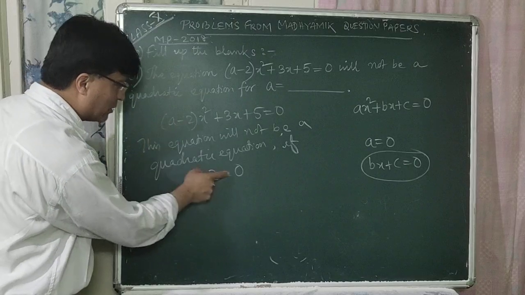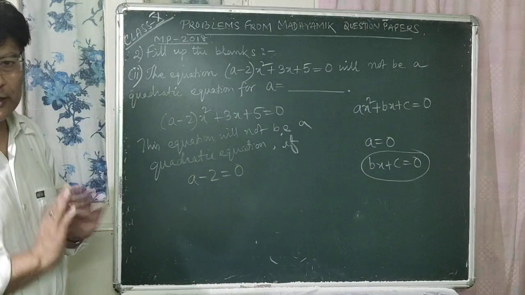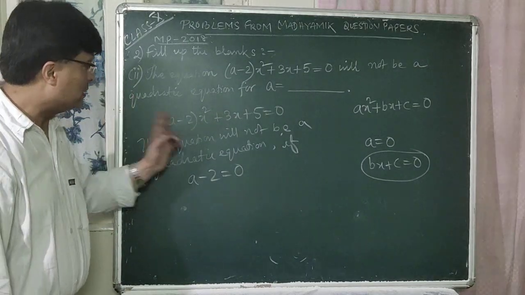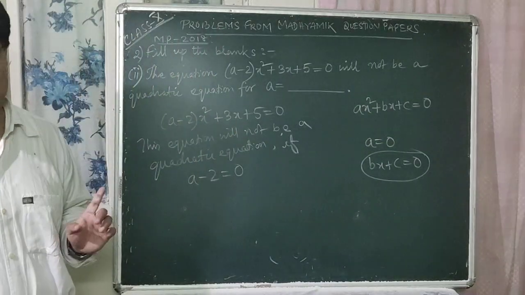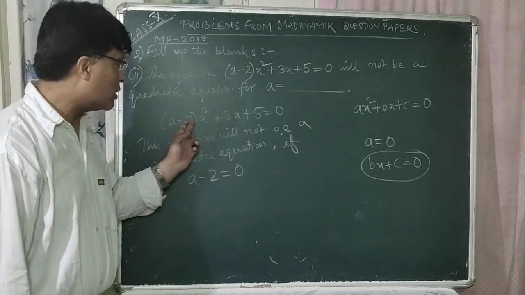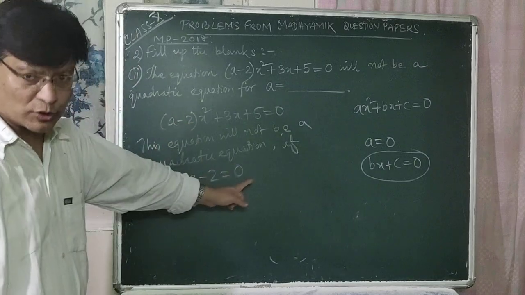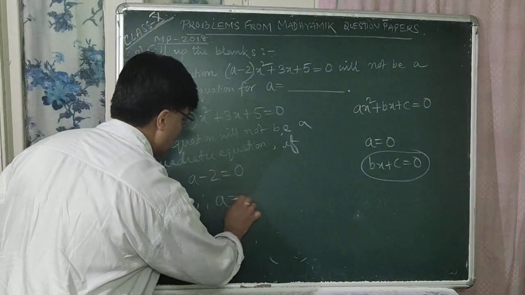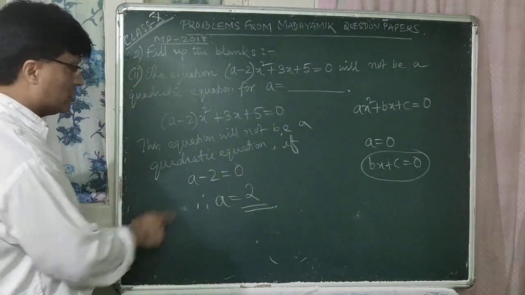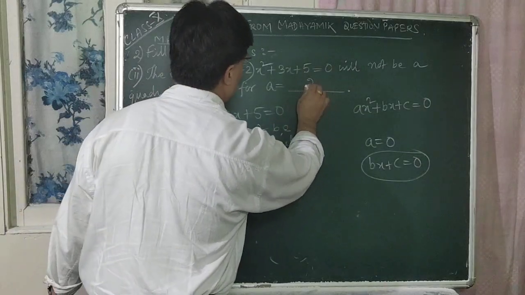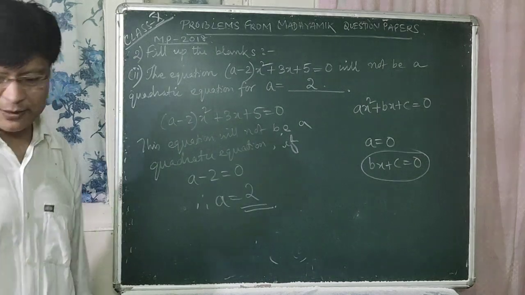If the value of a minus 2 is 0, then this 0 into x square will be 0. That means there is no term containing x square and this will not be a quadratic equation. In that case, this is known as linear equation in x. So for this quadratic equation not to be a quadratic equation, a minus 2 should be equal to 0. That means, therefore, a is equal to 2 is the answer. So in the fill in the blanks, you should write a is equal to 2. This is the correct answer. Is that clear now? So, you can copy it.